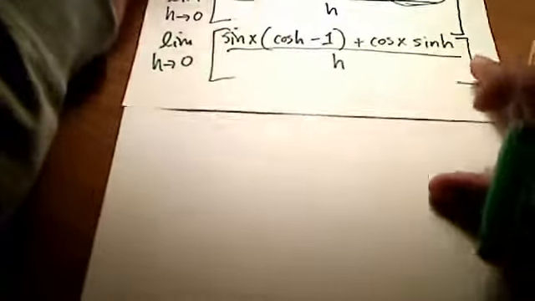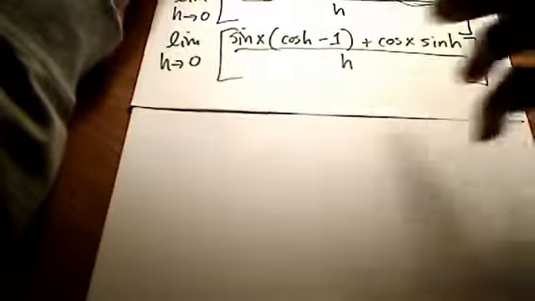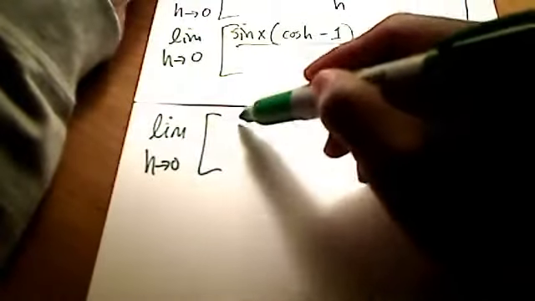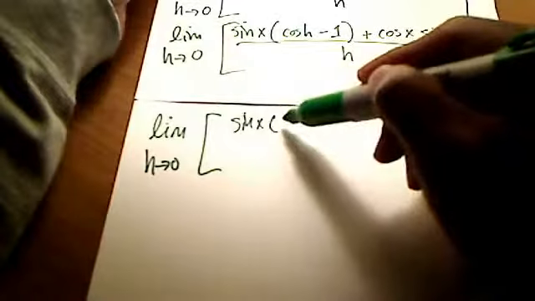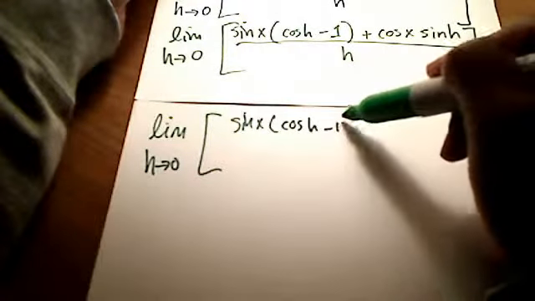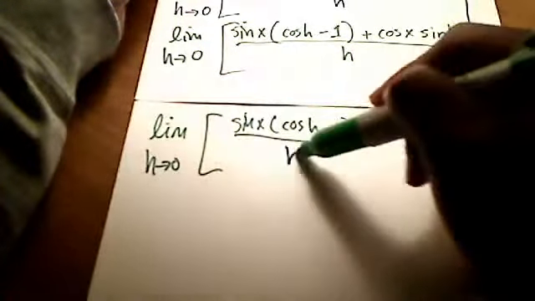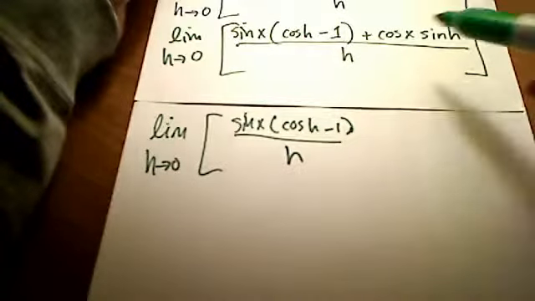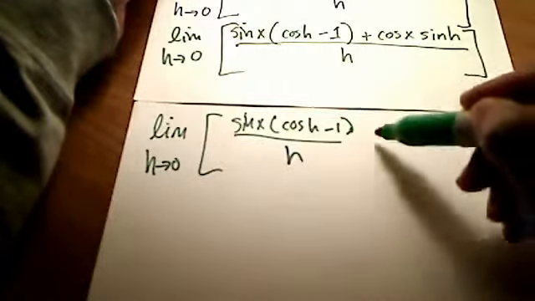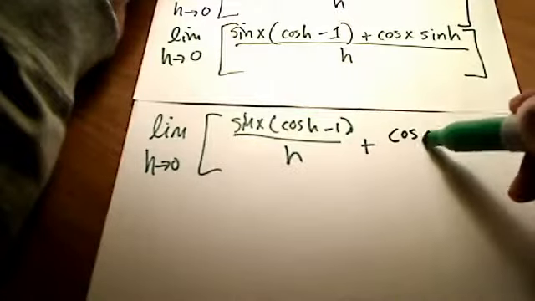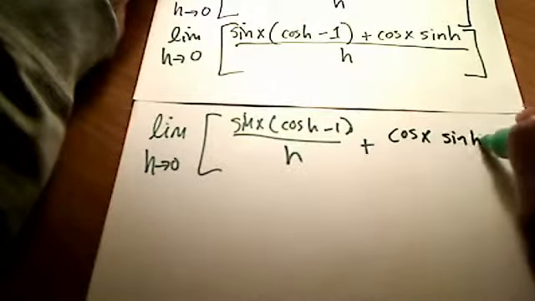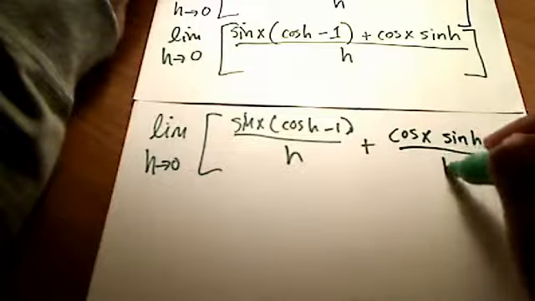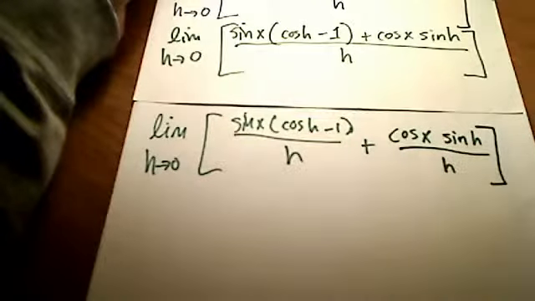So I can go from this here to this. Let's see if this makes sense to you. As h approaches 0, so I'm going to write this as one fraction. I've got sine x, and in parentheses cosine h minus 1 all over h. So there's one fraction. Okay, and now let's take this other fraction over here, which is cosine x sine h all over h.